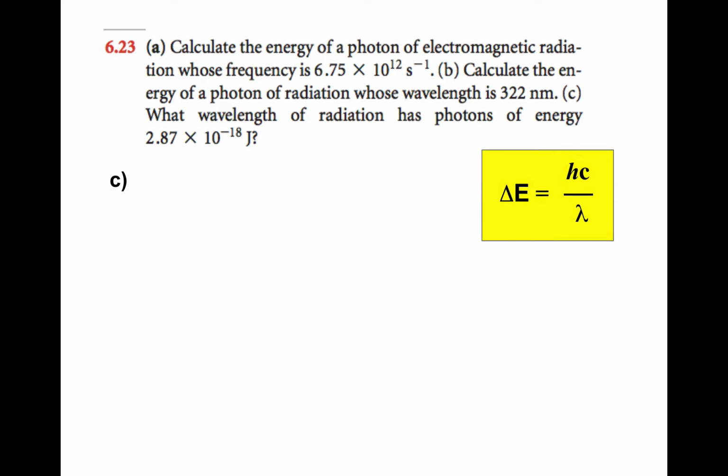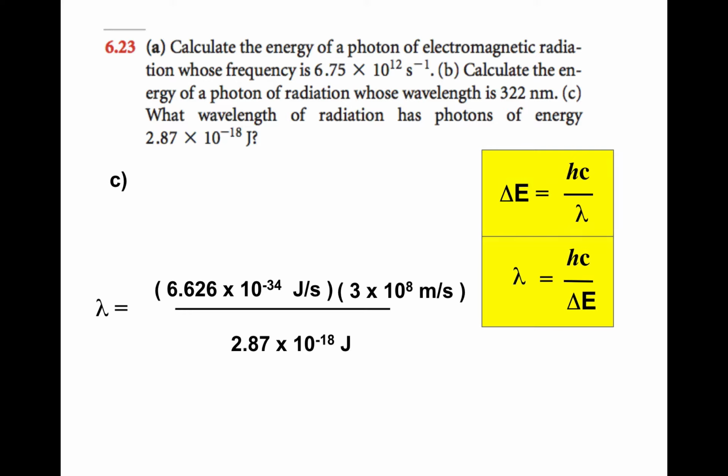All right, with C, what is the wavelength of radiation that has photons of a certain energy, 2.87 times 10 to the minus 18 joules? So we're just rearranging this equation, right? Multiply both sides by wavelength, divide both sides by E, energy, and we get an expression where I can plug energy into the denominator, divide it into the constants h and c, and get the wavelength in meters. So I've got h, I've got speed of light divided by joules. Joules will cancel, per seconds will cancel, and I'll be left with how many meters this wavelength is.